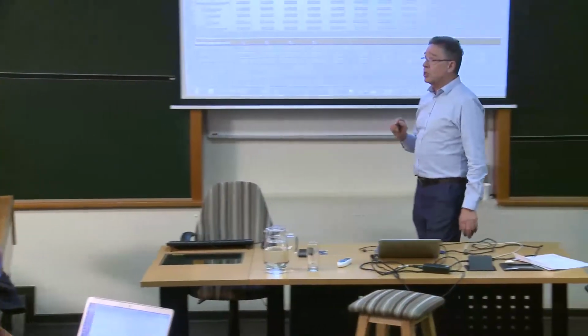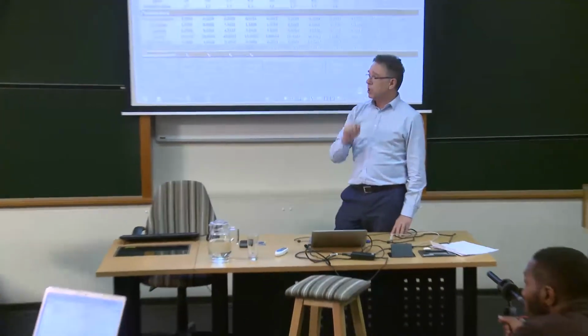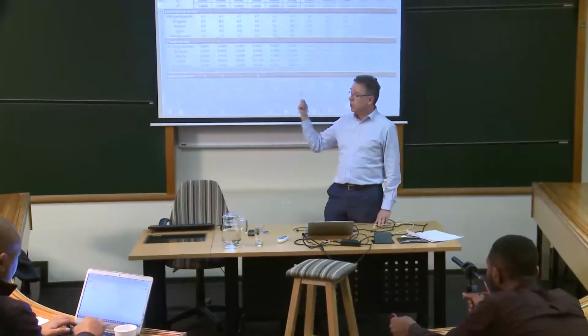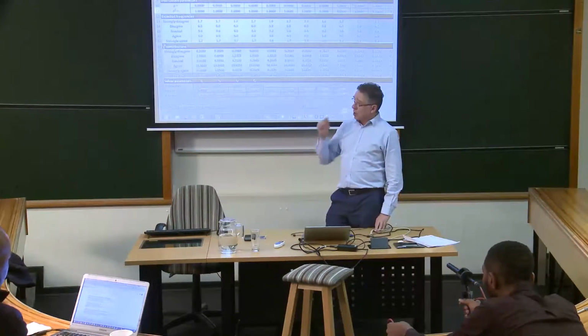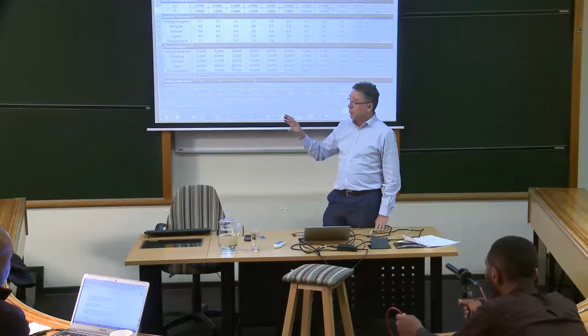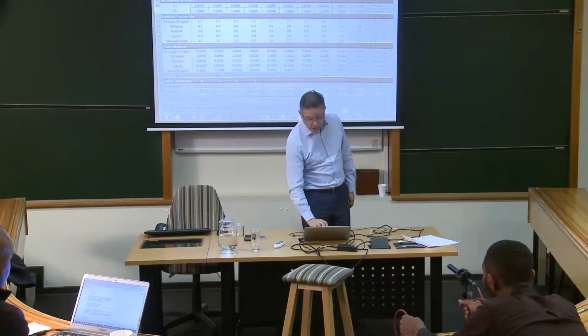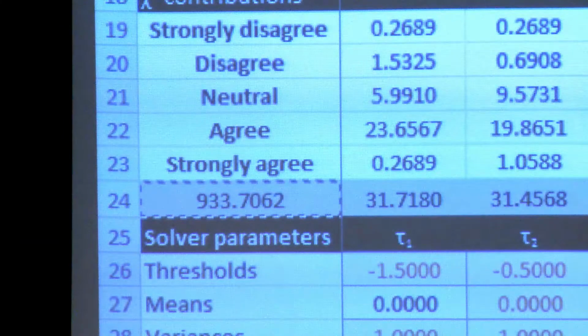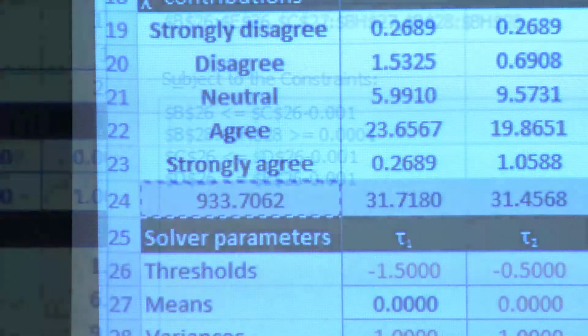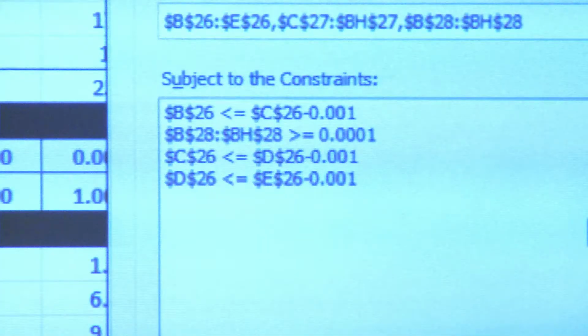GoalSeek will enable you to get to a particular value based on one target cell and one variable. Solver enables you to look at one target cell with multiple input variables. So if I go in here, the objective cell, you can see it's highlighting my chi-squared value, so it's set up so that the chi-squared value will be set to a minimum by changing my means and my standard deviations.